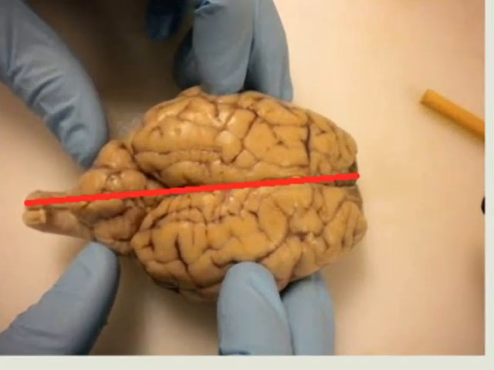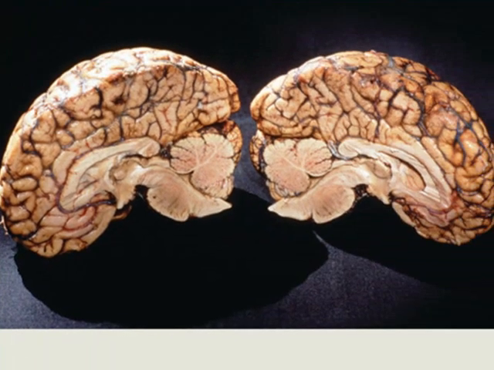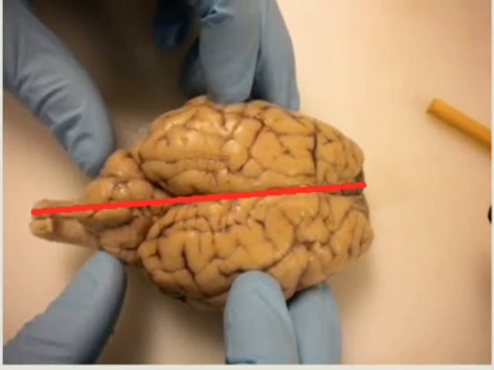When the video is paused, you will make a mid-sagittal cut where the red line is. Make sure your brain is level on your dissection tray, and then you will cut along the longitudinal fissure. Once you make your mid-sagittal cut, your brain should look similar to this photo. We will pause to make the cut at this time.